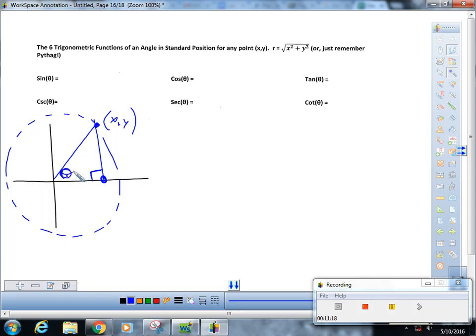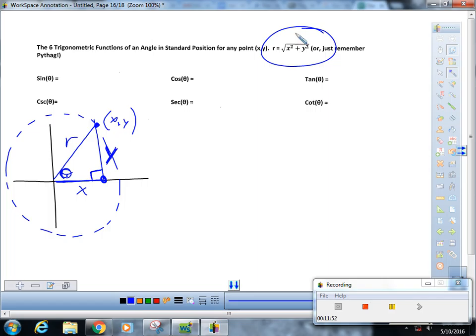Theta. Okay? What's this side right here? It's x. What's this? This is y. Now, we're not going to call this the square root of x squared plus y squared, but that's how we're going to find it. We're just going to call it r, as in radius. Okay? But I hope you understand this is true. Right? It's got to be true from Pythag.